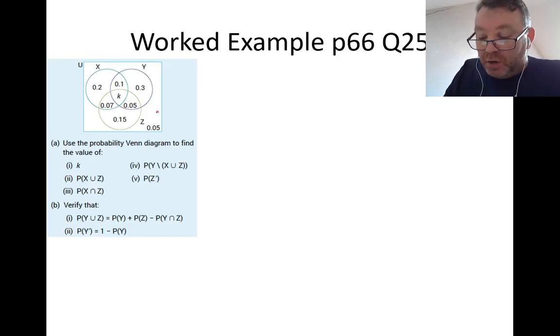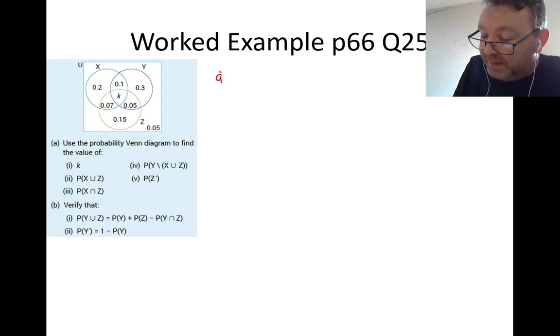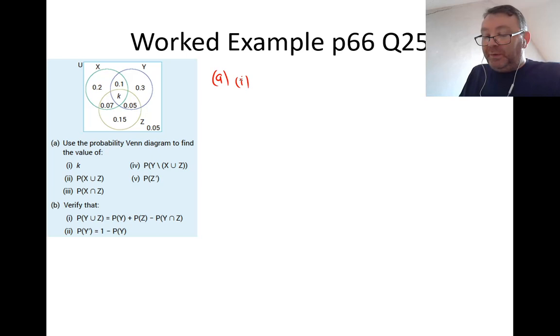Again, notice all of these should add up to what? 1. It's a probability question. All of these have to add to 1. You'll notice this k in here, very simple to work out. You just add all of these together and then you take it away from 1 to get k. So let's take A part 1. Now I'm going to use a calculator for this. So what have we got?